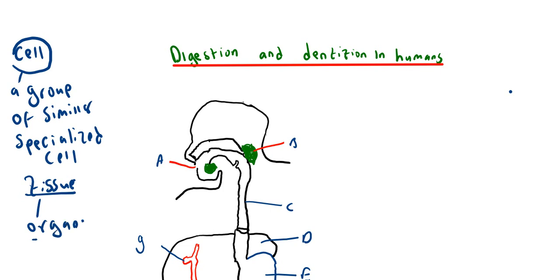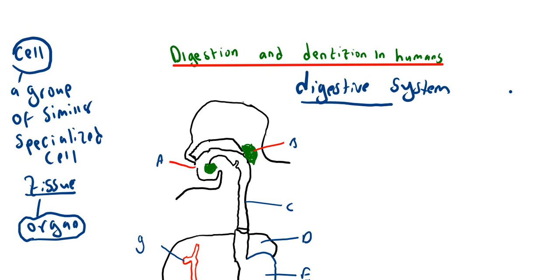Now today we are looking at the organs that are involved in the digestive system, because two or more organs performing different functions are going to form what is known as a system. So in this case we are looking at a system referred to as the digestive system. We want to take a look at which organs are really involved in it. I've labeled a few.